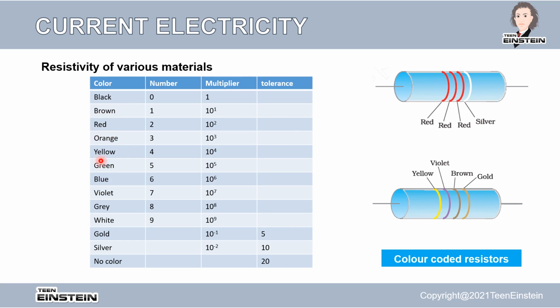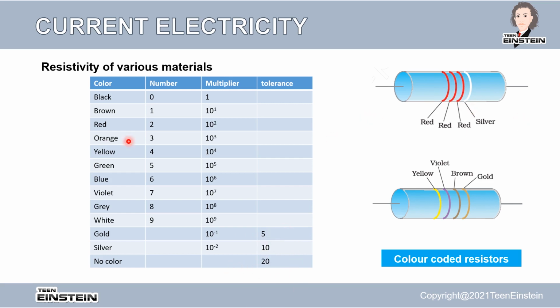So each color represents one number. The first ring and the second ring represent the numbers. The third ring represents the multiplier, that is, how much power of 10 it is going to be. The fourth ring represents the tolerance value or the error value.